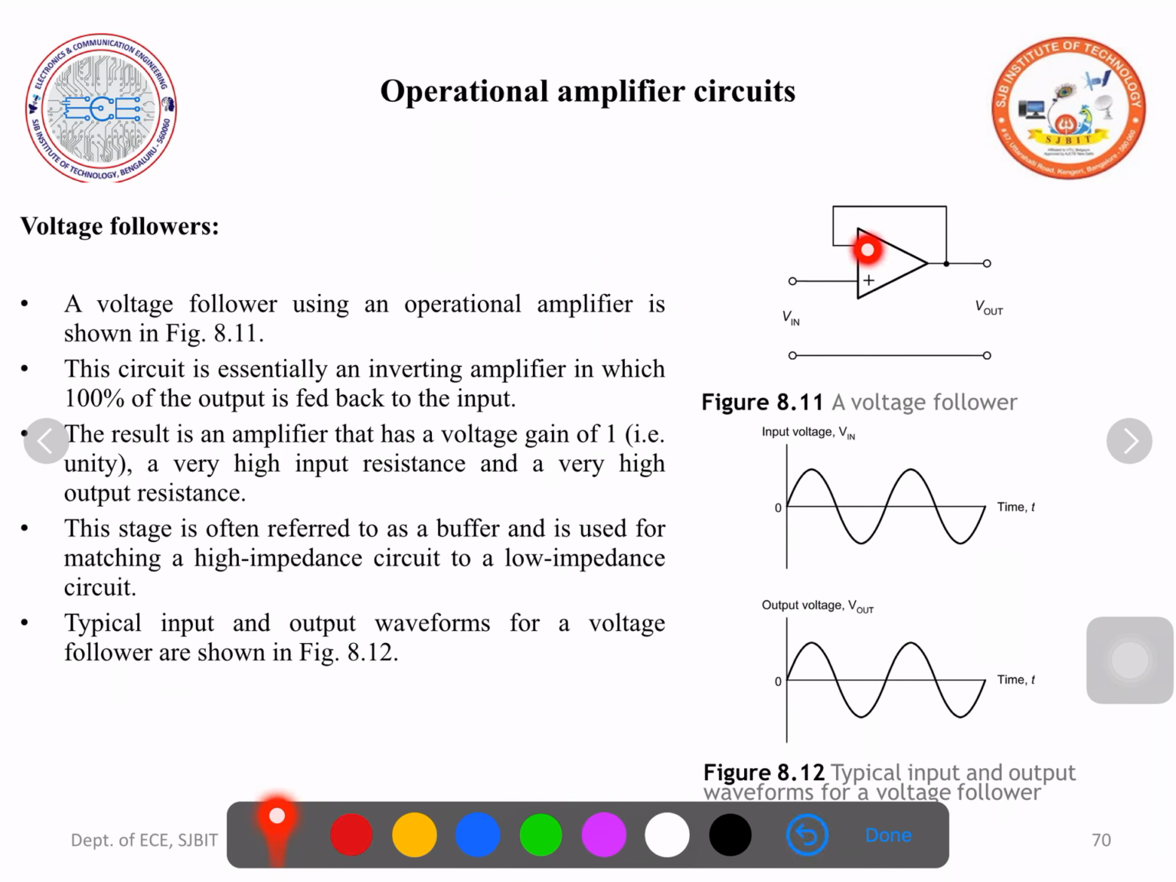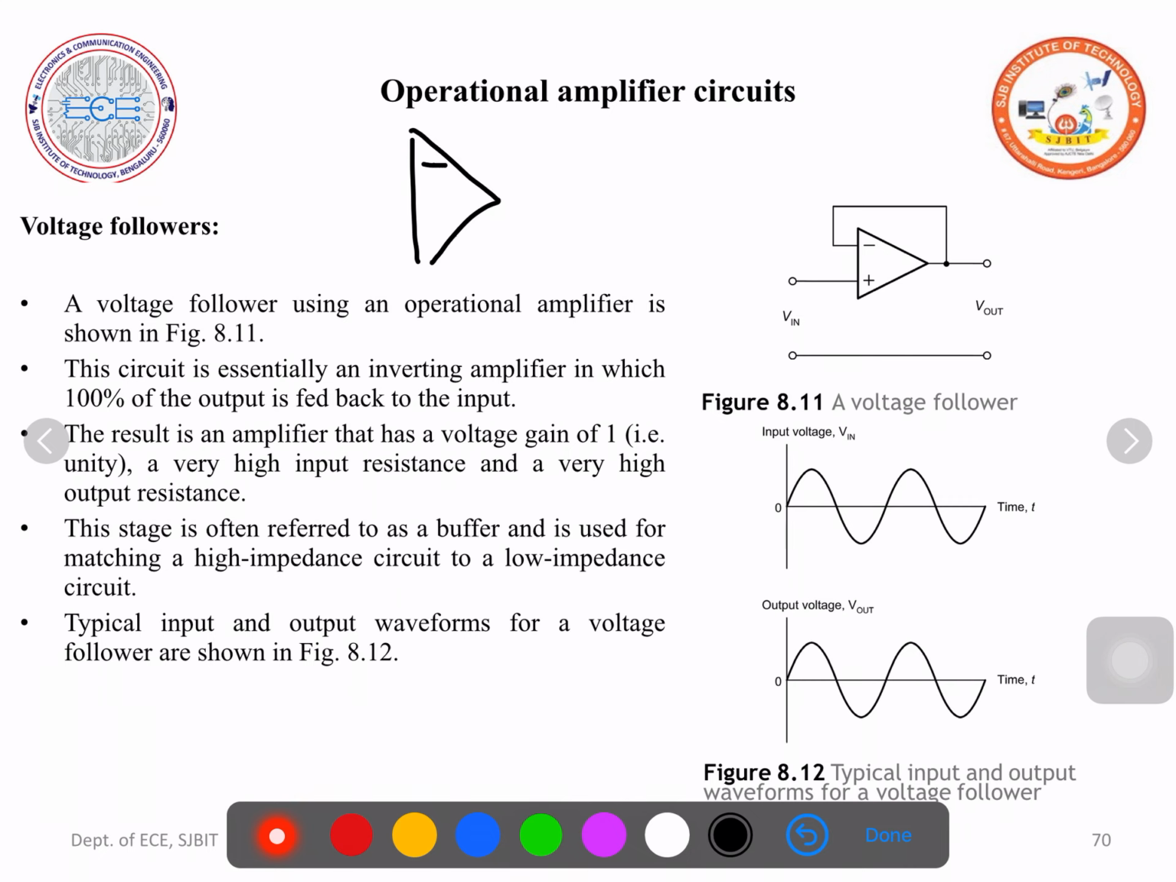Let us see the circuit. As usual, we will write the symbol, inverting terminal, non-inverting terminal. We apply the input to the non-inverting terminal because the output should follow the input. There should not be any phase difference. So we apply the input to the non-inverting terminal, that is always with respect to the ground. And here 100% of the output is fed back to the input. Usually in the previous circuits we have seen there was a feedback resistance, but in the voltage follower 100% of the output is fed back to the input.